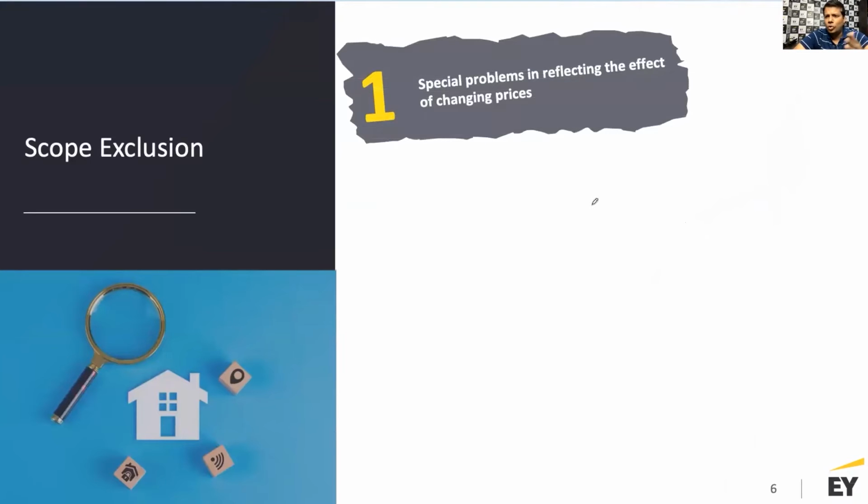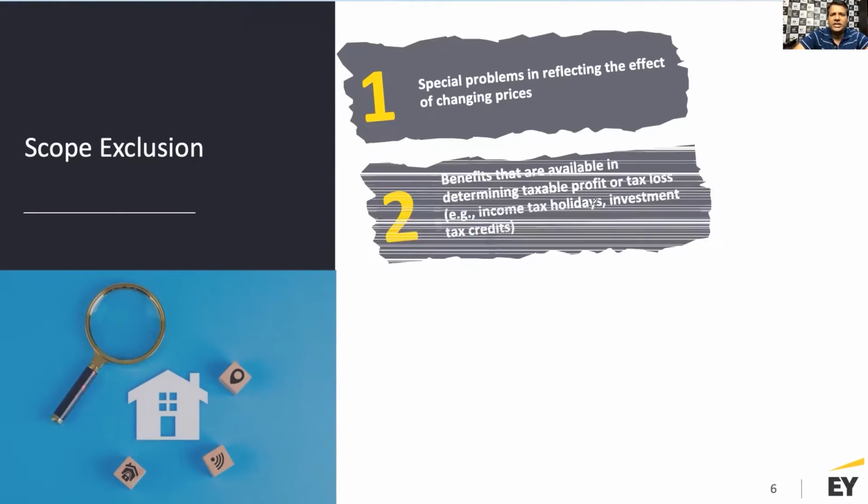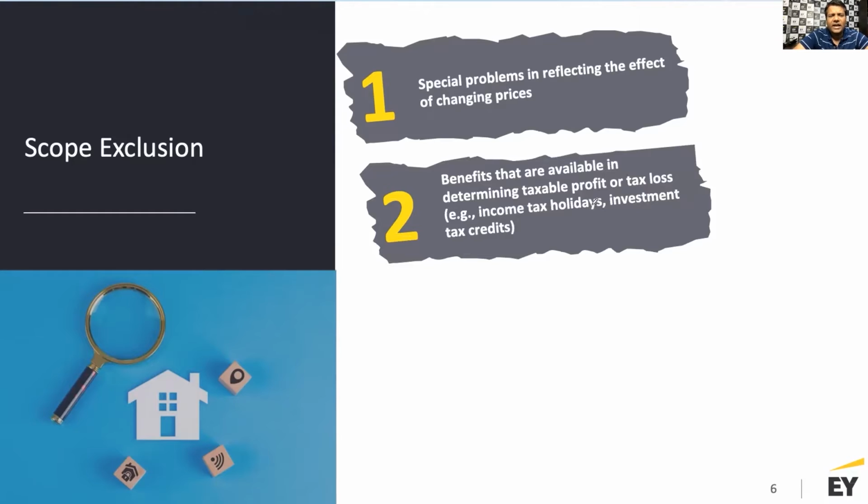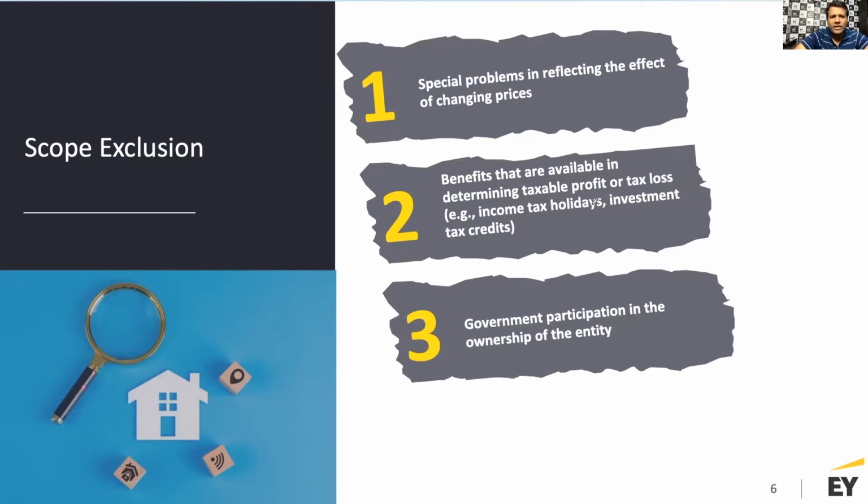So quickly, let's look at the scope exclusions, things which are not covered as part of Ind AS 20. If there are any special problems in reflecting the effect of changing prices, something to do with, say, inflation, or benefits that are available in determining taxable profit or tax loss, I talked about this. This is something which is going to be covered under Ind AS 12. Government participation in the ownership of the entity, where as a result of any government intervention they become a shareholder, is not a government grant. It has to come free of such shareholding constraints.